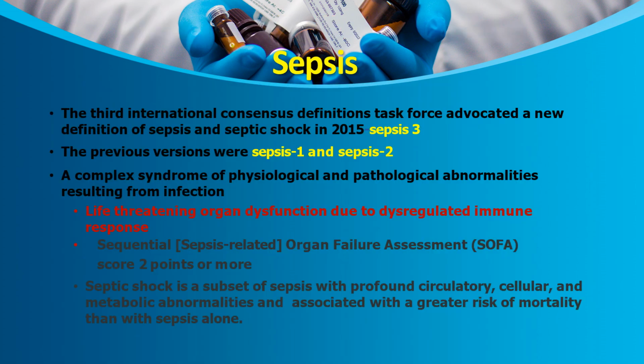What is sepsis? The third international consensus definition task force advocated a new definition of sepsis and septic shock in 2016. The previous versions were Sepsis-1 and 2, while the present version is Sepsis-3. A complex syndrome of physiological and pathological abnormalities resulting from infection contributes to sepsis. It's a life-threatening organ dysfunction due to a dysregulated immune response. The Sequential Organ Failure Assessment, called the SOFA score, a score of 2 points or more contributes to sepsis. Septic shock is a subset of sepsis with profound circulatory, cellular, and metabolic abnormalities, associated with a greater risk of mortality than sepsis alone.